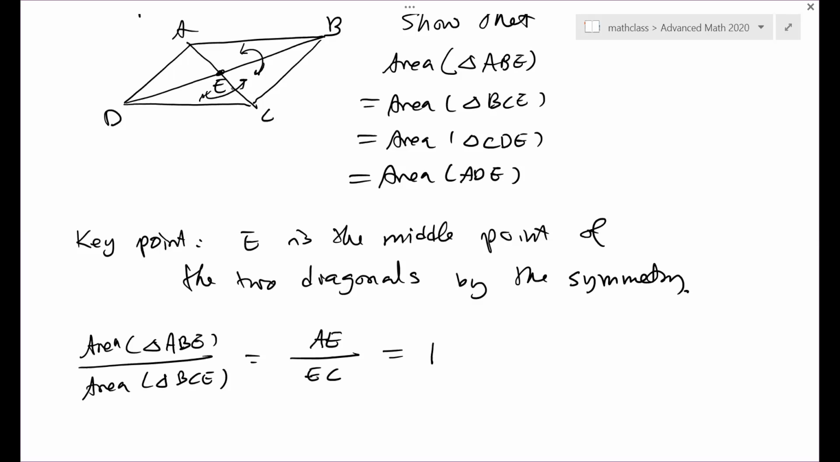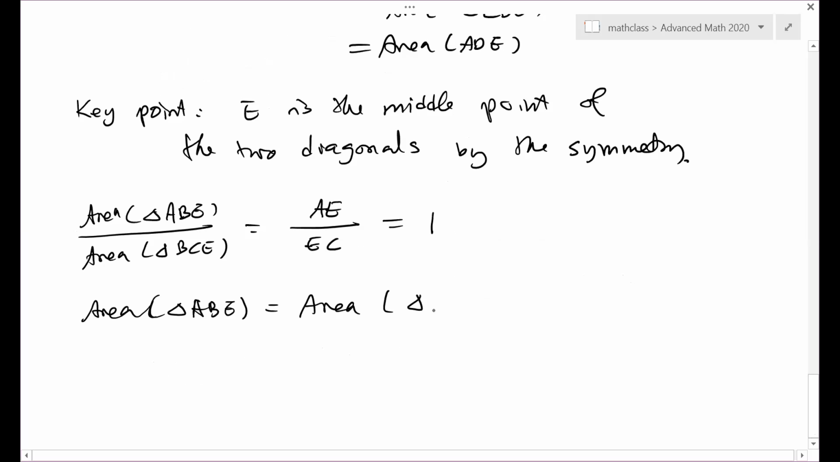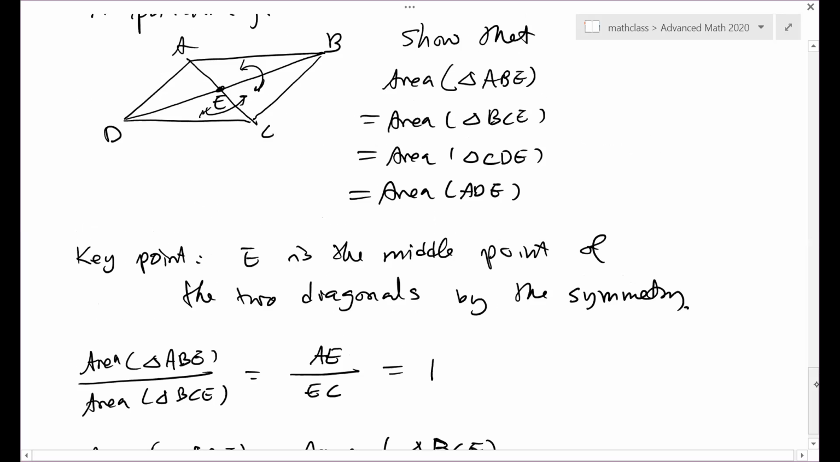By a similar argument, you can prove that all the triangles are similar. So this shows that the area of triangle ABE equals the area of triangle BCE, and by a similar argument, they are all equal. The idea is just that E is the middle point. So you can compare this pair of triangles, compare those two triangles, and go around, and they're all equal.